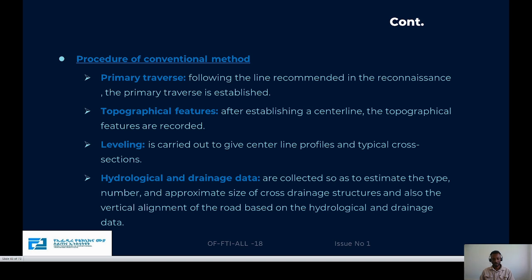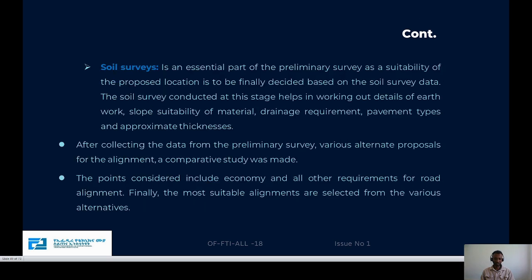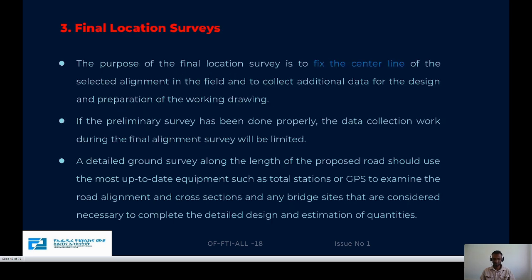Leveling is carried out to give center line profiles and typical cross sections, and also hydraulic and drainage data. Soil survey is an essential part of preliminary surveys, as the suitability of the proposed locations is finally decided by using the soil survey data. After collecting the data from the preliminary survey, alternative proposals for the alignment are prepared and a comparative study is made. After this, finally the most suitable alignment is selected from the various alternatives.